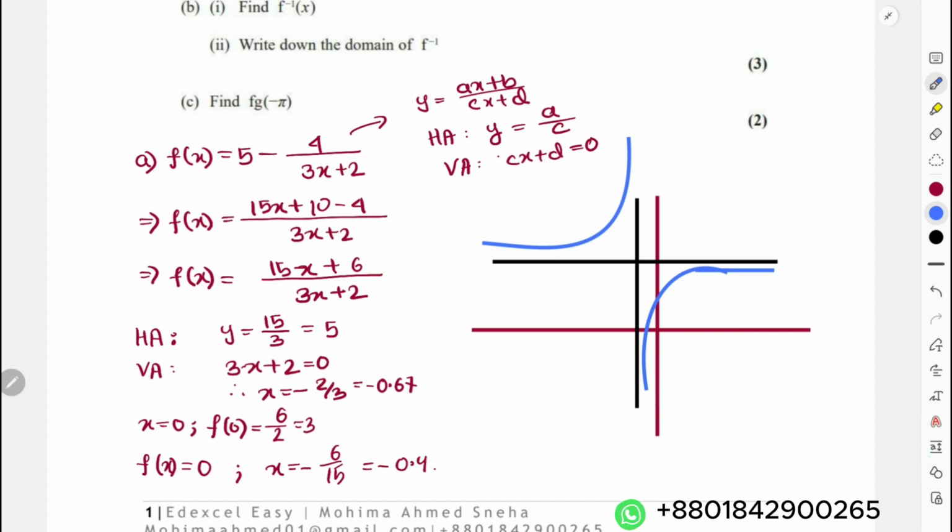Okay, now in this case, I can see that obviously it intersects at 0.4. This vertical asymptote was at 0.7, right? This vertical asymptote was at negative 0.67, and this is your negative 0.4. This is your positive 3. This is your y equals 5, right? All the information we know, we have plotted in the graph.